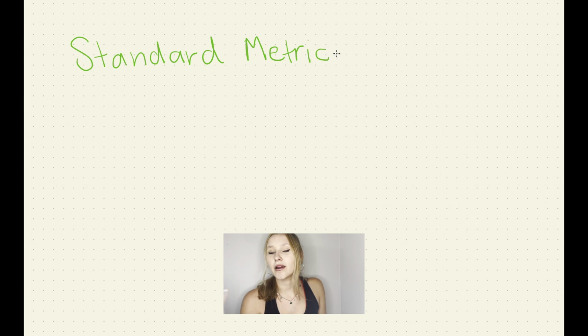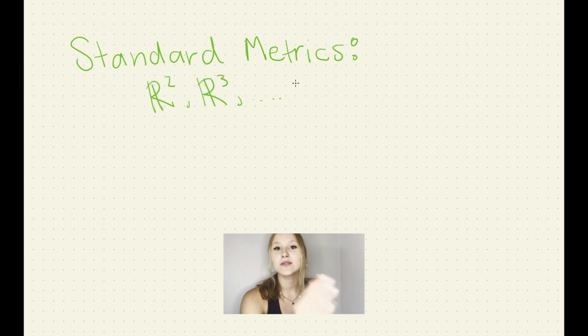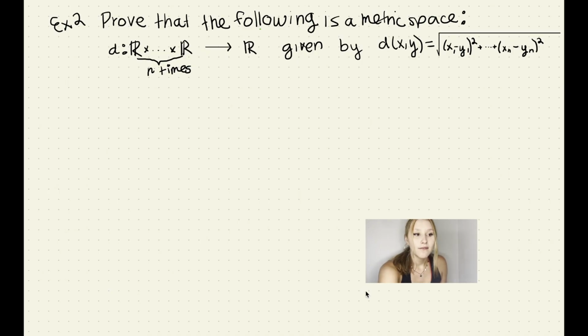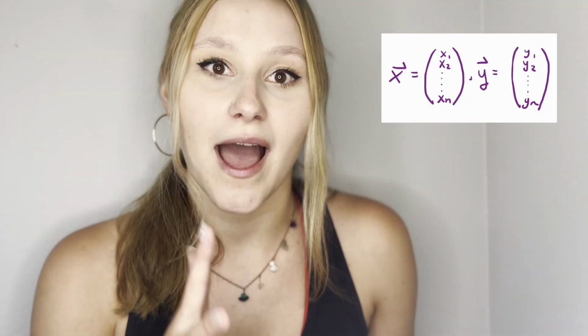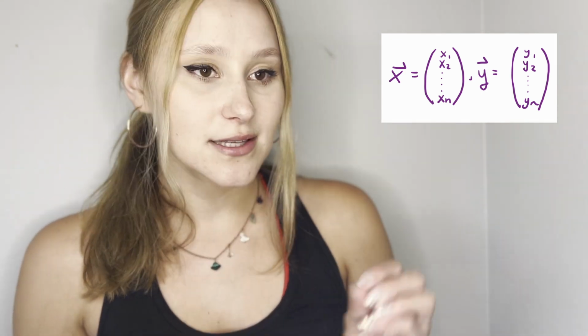So as I said before, we do have standard metrics, and those have to do with the real space. We have R squared, R cubed, all the way up to Rn, and those have classic metrics that are included. So we are going to review this in our next example. So we are going to cover the Rn metric space, and that is given by the square root of (x1 minus y1) squared all the way up to (xn minus yn) squared. And x1, x2, x3, x4 are going to be the components of the vector x. And you'll see what that means in a second.